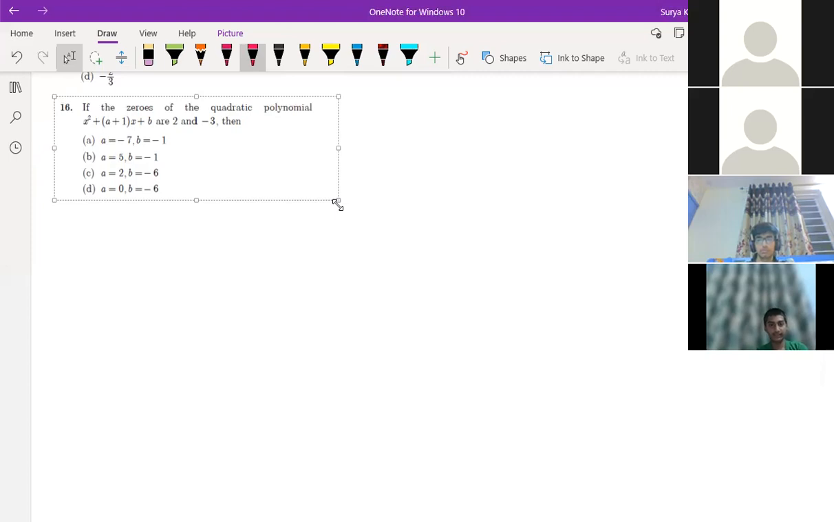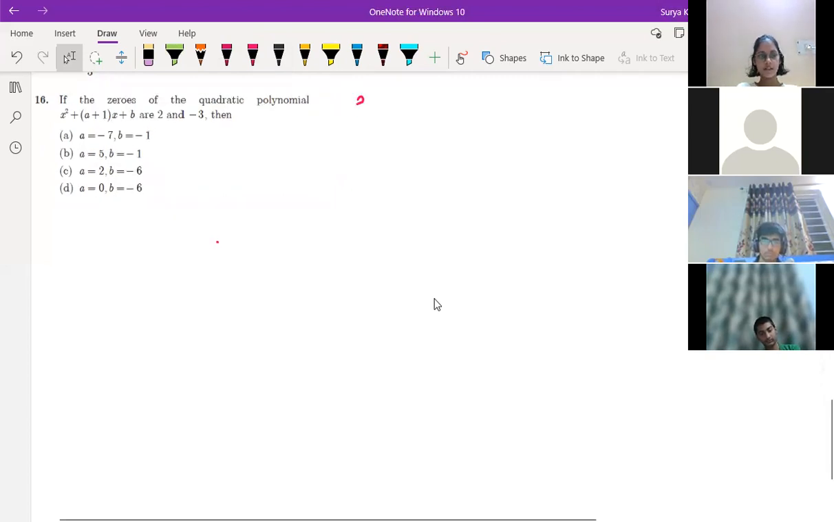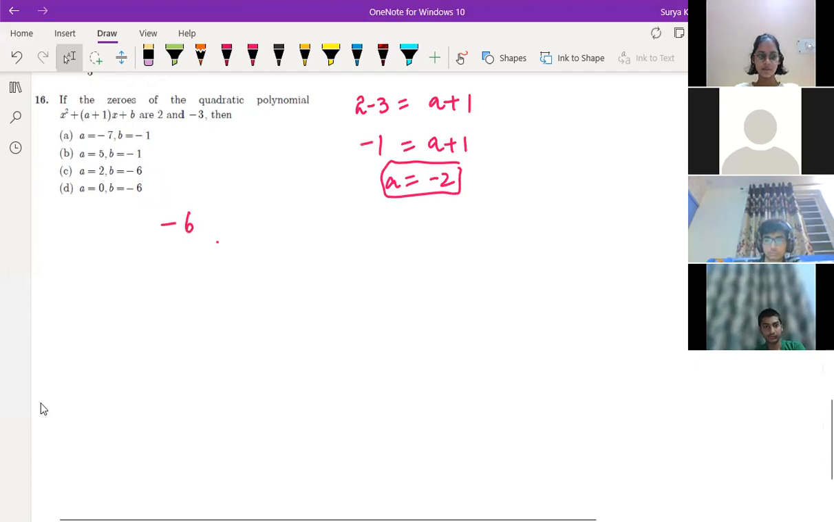So can you explain this question? Yeah, Drishi, you know how to solve. Yes, sir. So 2 minus 3 will be a plus 1. And then minus 1 will be a plus 1. And then a will be 0. No, a will be minus 2. Okay. Next. And then minus 6 is b. Okay.